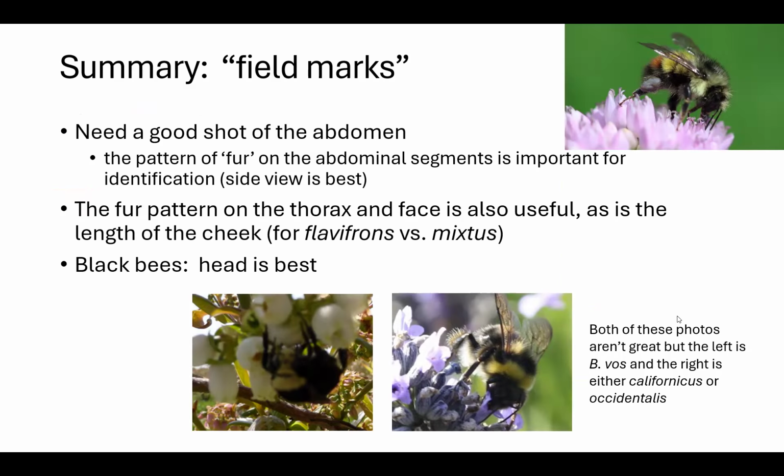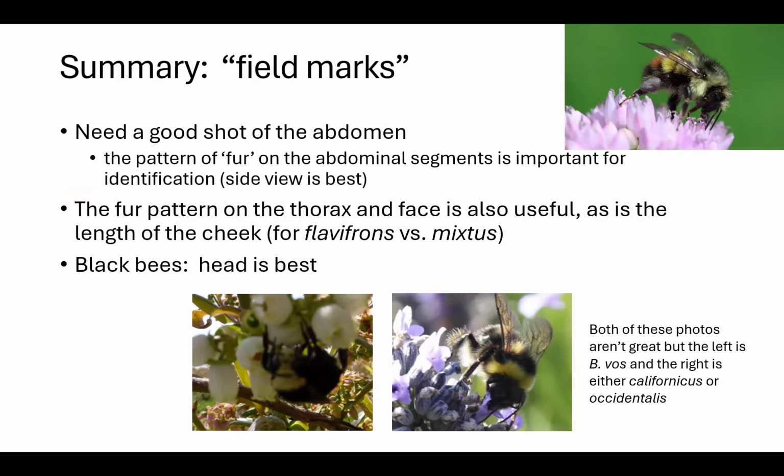So just to summarize, the field marks of a bee, you need a good shot usually of the abdomen, like the picture in the upper right. The pattern of fur on the abdomen is important for identification, and that's because it's the relative placement of the yellow versus the red versus the black fur. The fur pattern on the thorax can be useful, as is the length of the cheek. Quite a few of our bumblebees have what's called a clouded mix of yellow and black fur on the back of the thorax, but usually I'm looking at the abdomen when I'm doing my identifications.